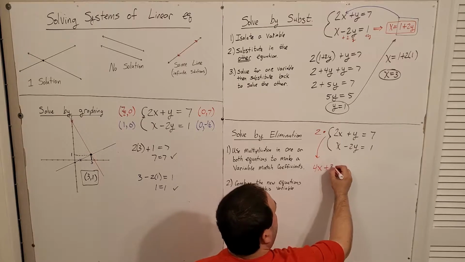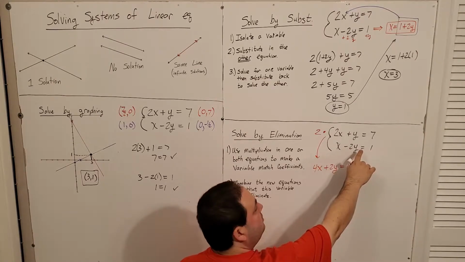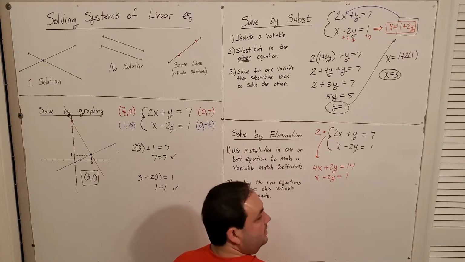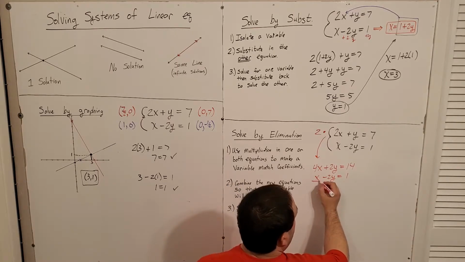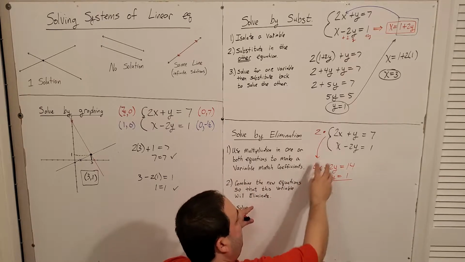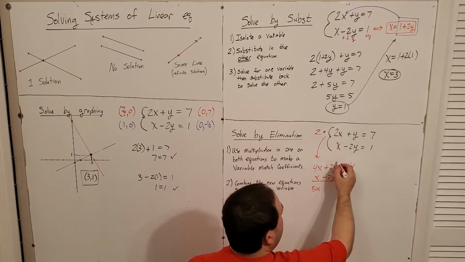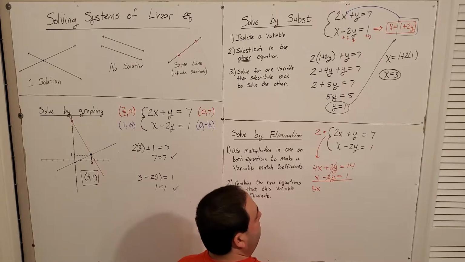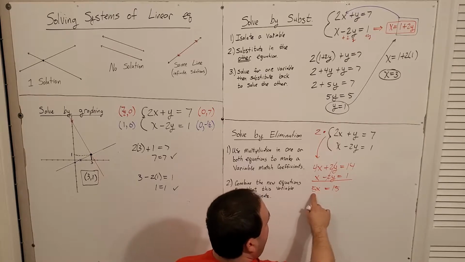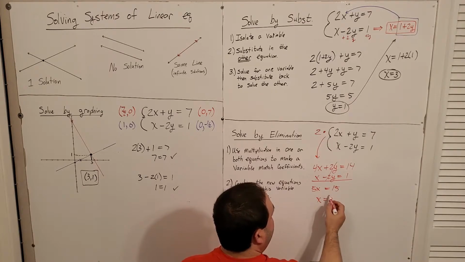4x plus 2y equals 14. And the bottom equation I didn't multiply by anything. x minus 2y equals 1 still. Okay, now add those two equations together. That's step 2, combine the two equations. This is going to give me 5x. These two are going to add to 0, so they're gone. And then notice here I get 15. Solve for x by dividing by 5, and you'll notice that I get x equals 3.